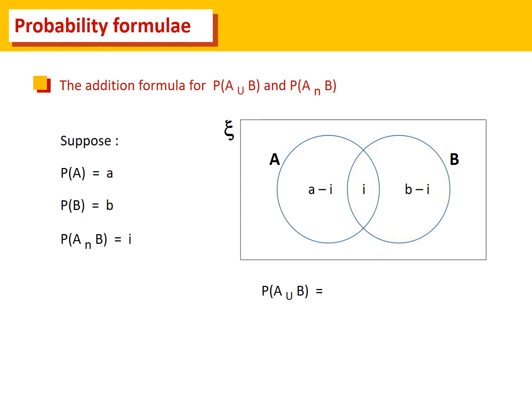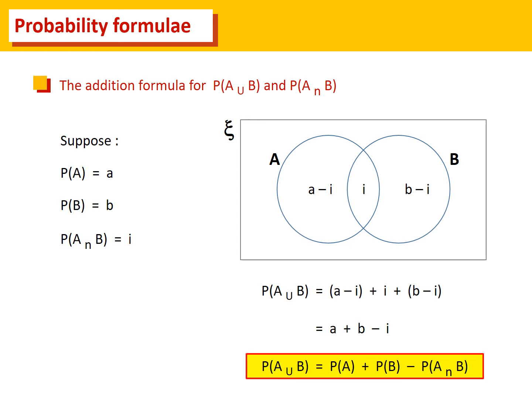Now, the probability of A or B is that yellow area there. And what are the probabilities that you can see? There are three of them that we need to add together. A minus I plus B minus I. And when you add those things together, you get A plus B minus I, and that gives us the following result, that the probability of A or B is A, which is the probability of A, plus B, which is the probability of B, minus I, which is the probability of A and B.